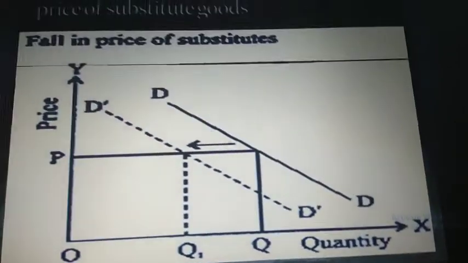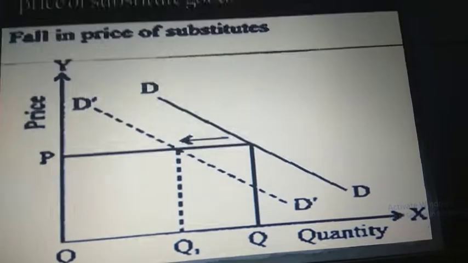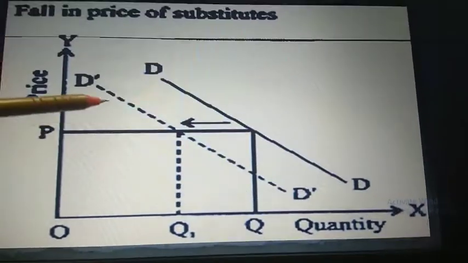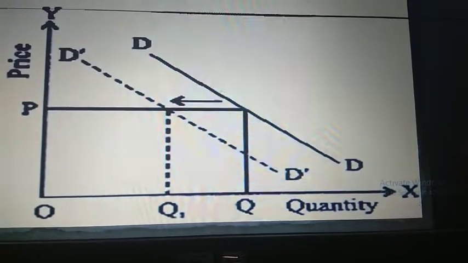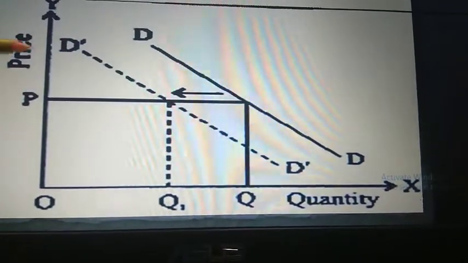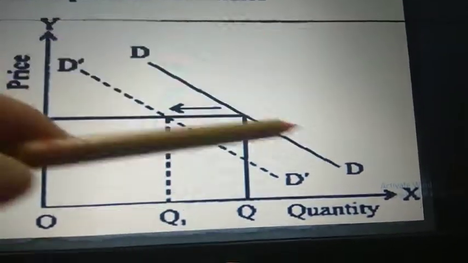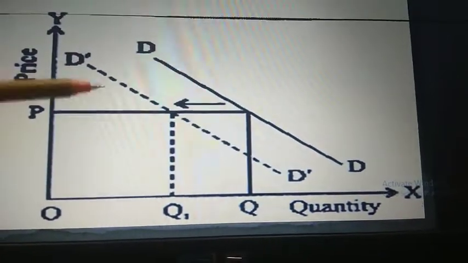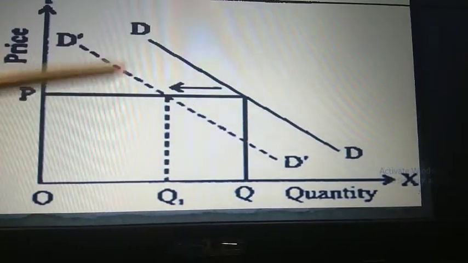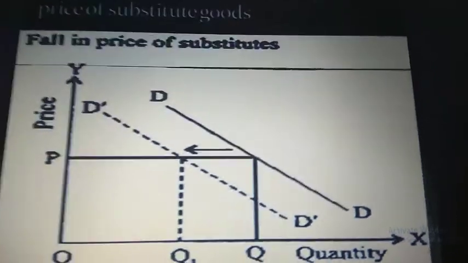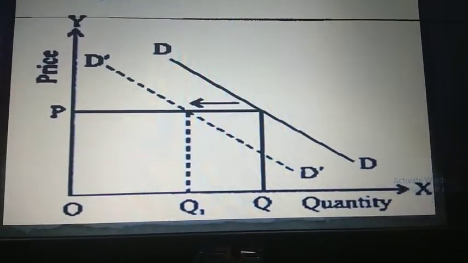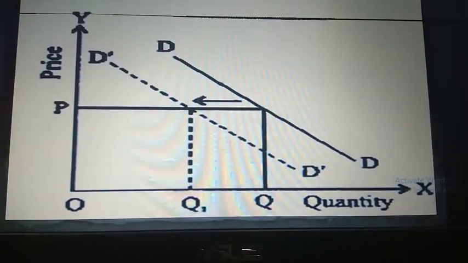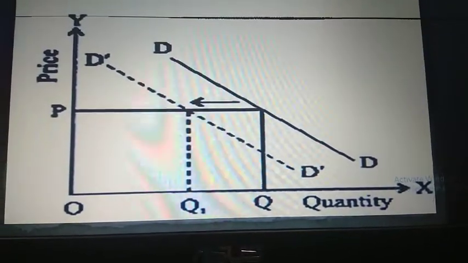Now, in the next case, you will write when there is fall in the price of coffee. In this case, the demand of tea will decrease, which is represented by a leftward shift in demand curve from DD to D1, D1. It happens because now consumption of tea becomes expensive for the consumer. So that is the reason it shifts towards the left hand side. So this will be your complete answer.